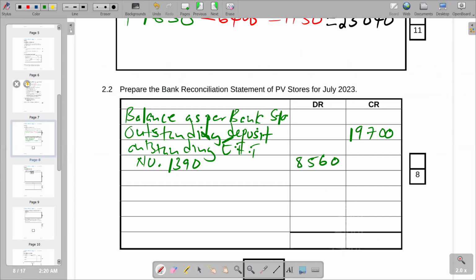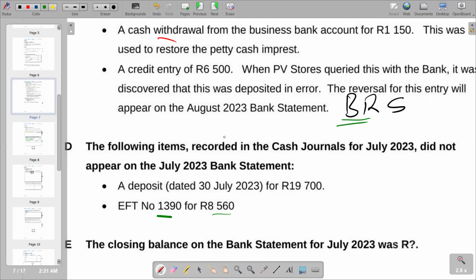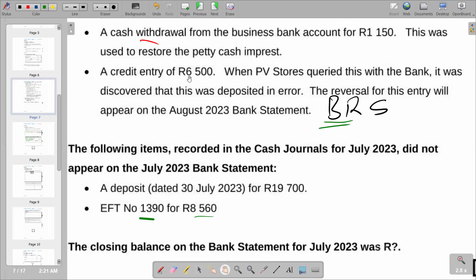But then if you go back to the question, remember we've got that item that we've already indicated is supposed to be in the bank reconciliation. It reads a credit entry of 6,500. When PV Stores queried this with the bank, it was discovered that this was deposited in error. The reversal of this entry will appear on the August 2023 bank statement. So basically, it's an entry on the credit side that has to be removed because it's not supposed to be on the bank statement. So by removing it, we go to the debit side. So we're going to say debit amount incorrectly credited 6,500.